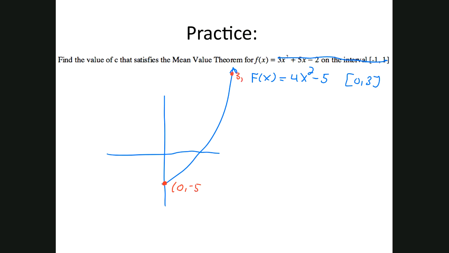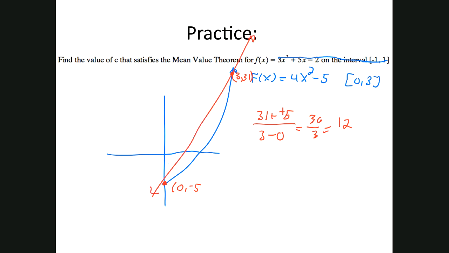If I plug 3 in here, 3 squared is 9. 4 times 9 is 36. 36 minus 5 is 31. Okay, so now I have to find the slope. See if I can find it correctly this time. 31 minus -5 over 3 minus 0. So my slope is 36 over 3. Oh, that didn't turn out too bad. So my slope is 12. Is that right?